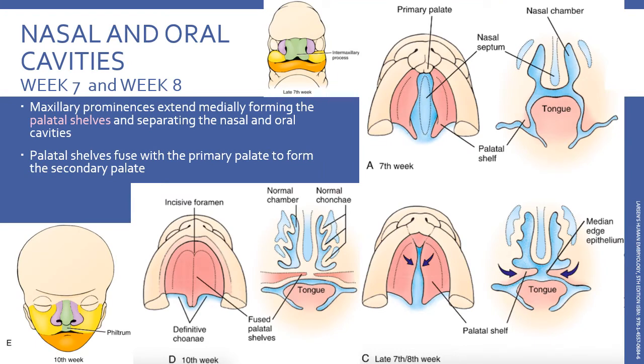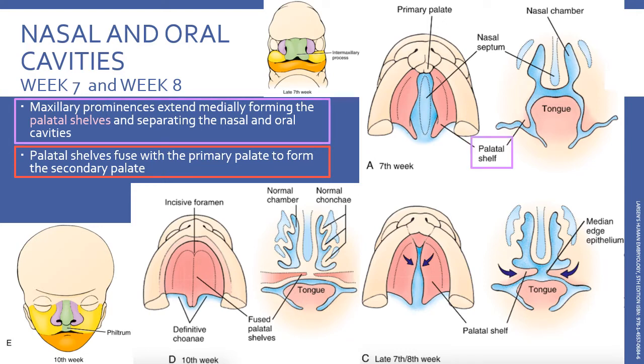Okay, so week 7 and 8, the nasal and oral cavities continue. We're now, okay, that's occurring out of order, I apologize. So the maxillary prominences extend medially, okay, so they're growing towards each other in the middle, and they form the palatal shelves, which will ultimately separate again the nasal cavity from the oral cavity, the nose space from the mouth space.